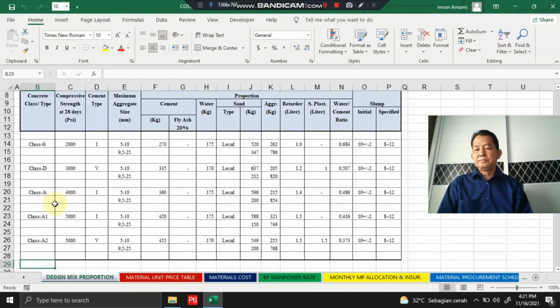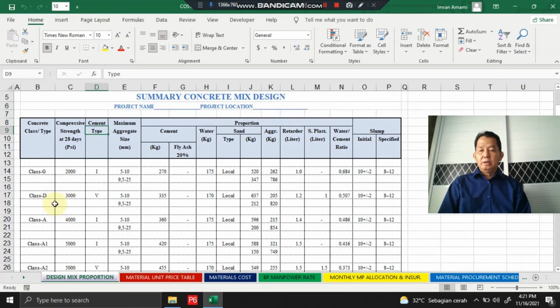This is for all classes of the concrete, starting from class G with strength 2000 by type 1, class D with strength 3000 by type 5, class A with strength 4000 by type 1, class A1 with strength 5000 in type 1, and the last one is class A2 with strength 5000 and type 5. And then we could see here the material proportion for each class of the concrete.